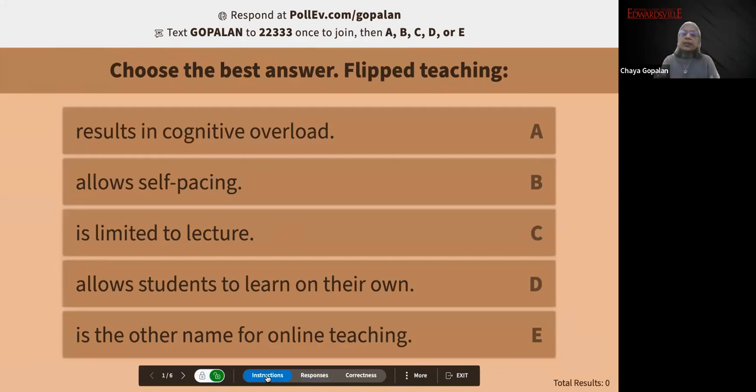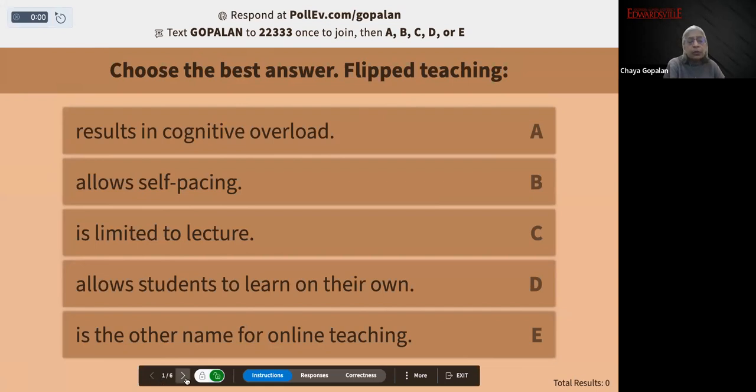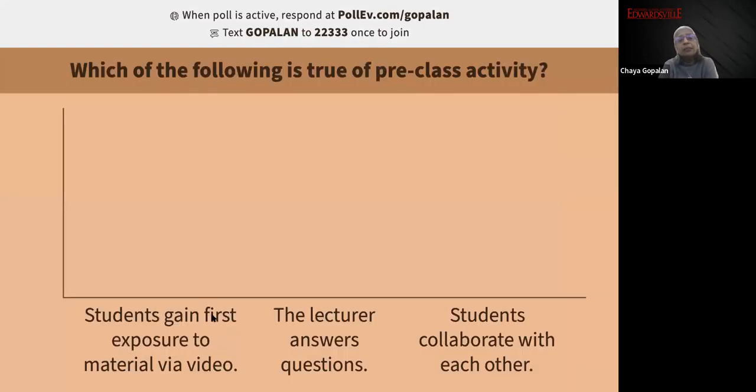So this is students being able to see, and they can answer the questions, and we see the answers, and immediately we know how many students got it right, how many students didn't get it right, and then we can talk about the topic. See here, what is flipped teaching? Does it result in cognitive overload? Does it allow self-pacing? Is it limited to lecture? Does it allow students to learn on their own? Is it the other name for online teaching? So this kind of thing, and then I can go on and on to other questions, right? So this is my typical activity in my classroom.